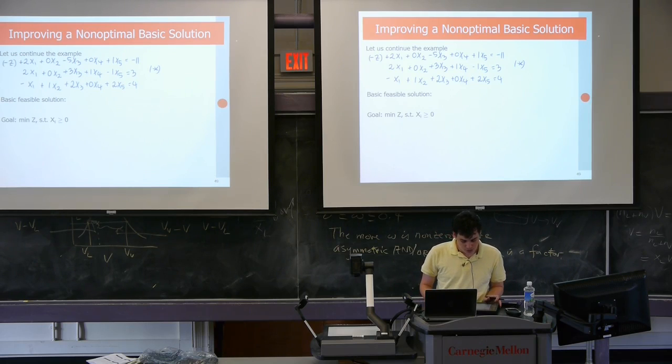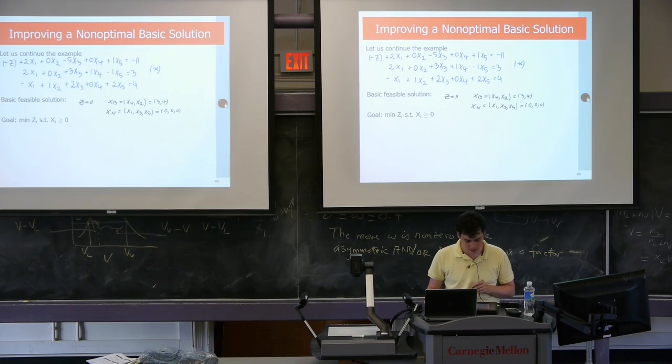Okay, so let's continue the example that we started. So again, here we already discussed the basic feasible solutions. Right? That's z is 11 and xb is x4 and x2, and their values are 3 and 4. And the non-basics are 0. And our goal is to minimize z such that xi is non-negative.